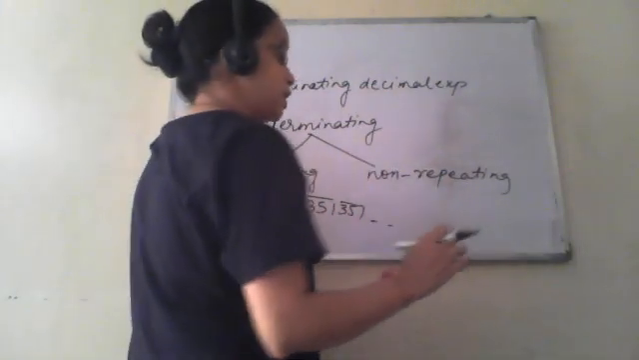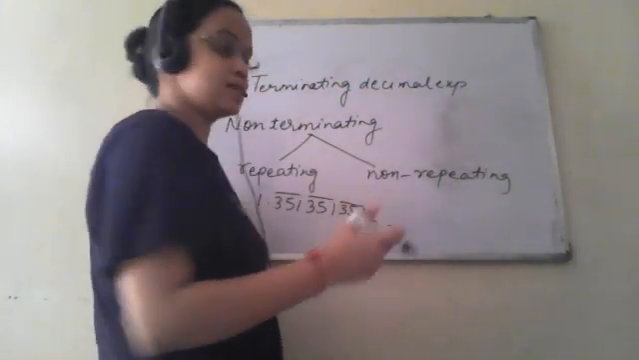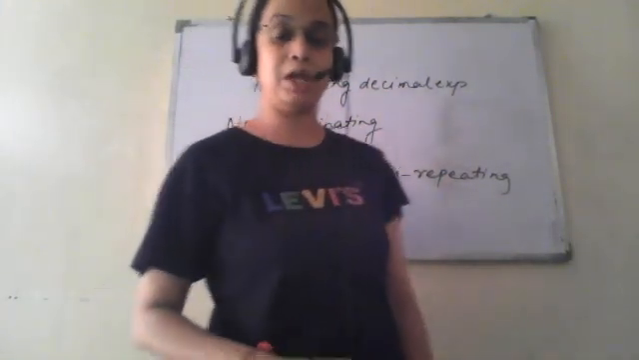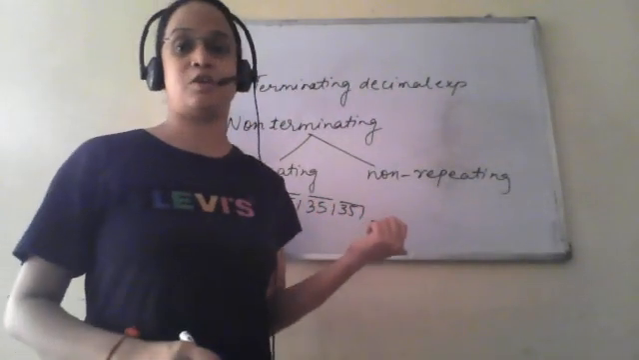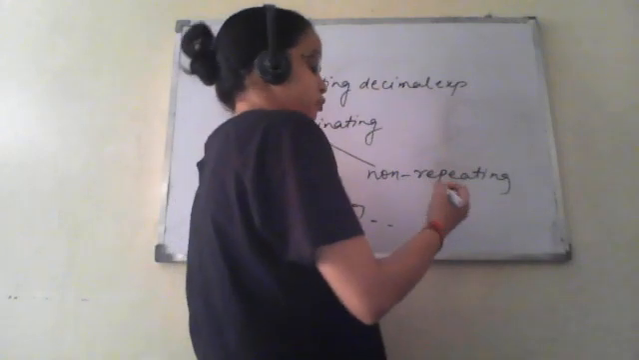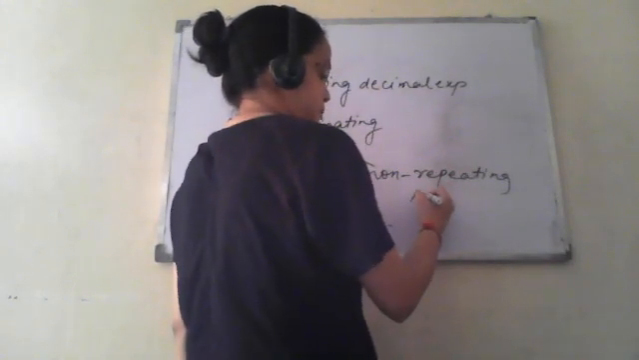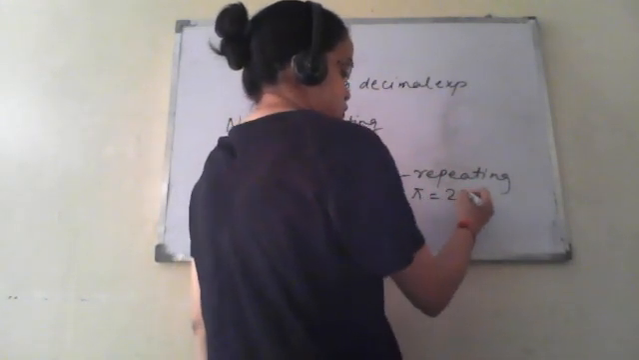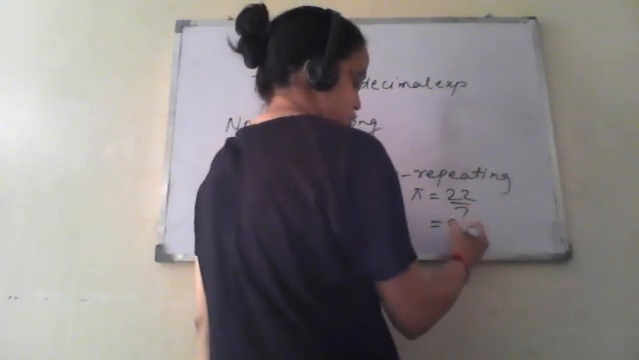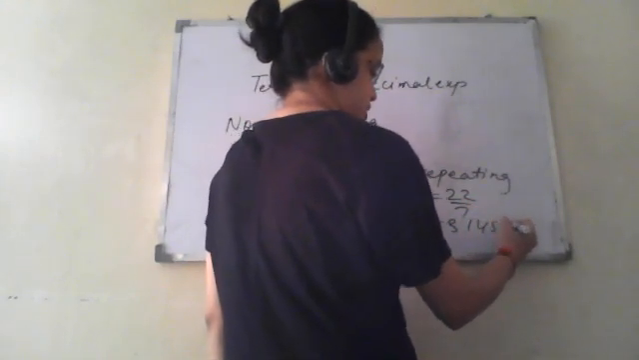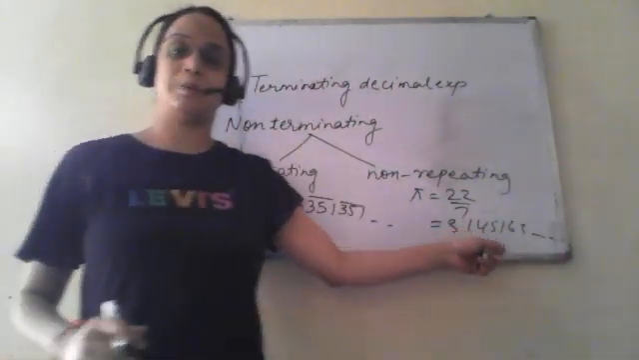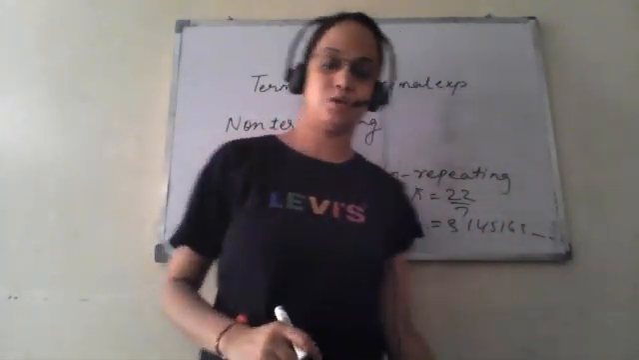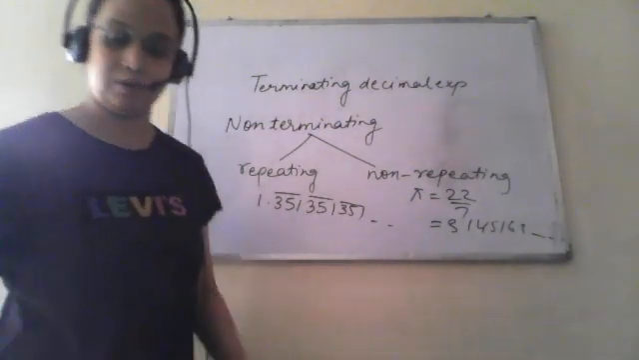What was non-repeating? That means in this case the remainder will never become zero, and there is no such repetition of digits. If you have heard about the constant pi, which we write as 22 upon 7, its value is 3.14516, which neither repeats nor terminates. Okay, so this was a brief of the things.